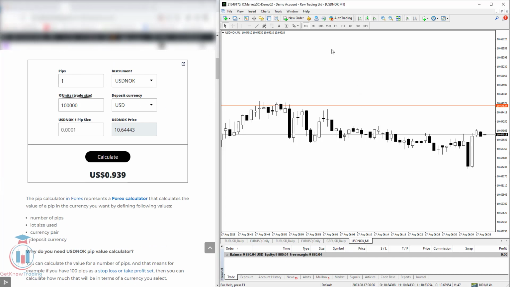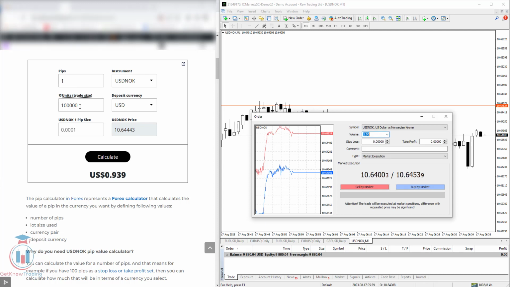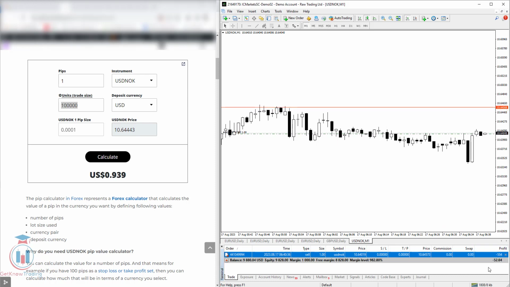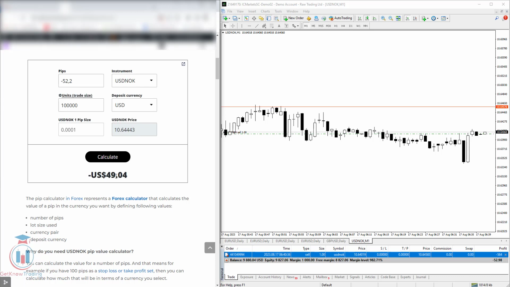Let's go to the trading platform and open a new order with one lot, which is also equal to 100,000 units, and click for example sell. Here where the row is with the new order open, you can simply see how many pips and also what is the current profit or loss. In my case I have opened a sell order, and currently I am in minus for $50. That means I'm at minus 522, which means minus 52.2 pips. So when you put here minus 52.2 pips, click calculate, you get 49.04. So it is the same value you got here inside the trading platform.